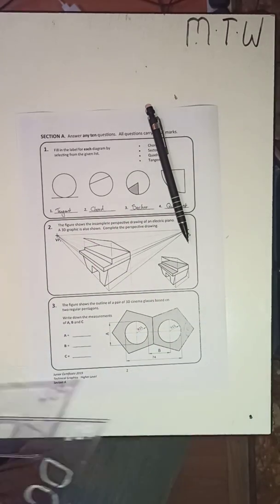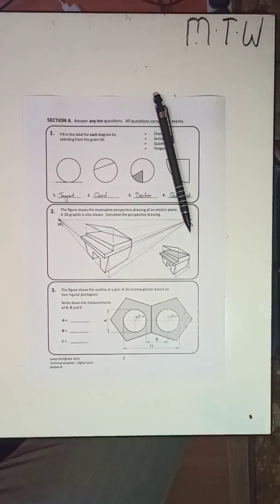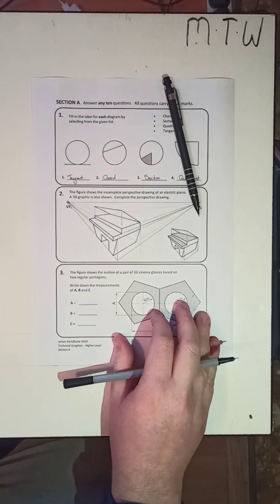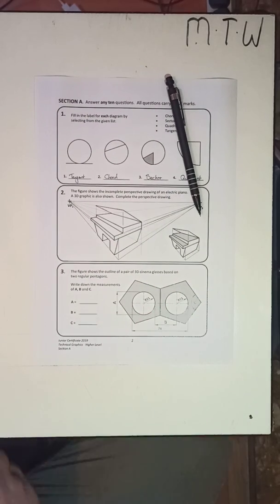So there's our perspective question. Perfect. Right, next one. The figure shows the outline of a pair of 3D cinema glasses based on two regular pentagons, same size, same angles. Write down the measurements for A, B and C.